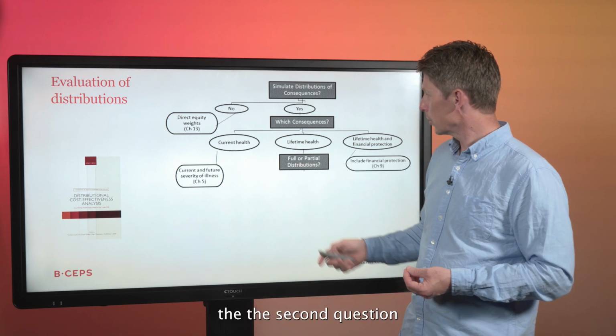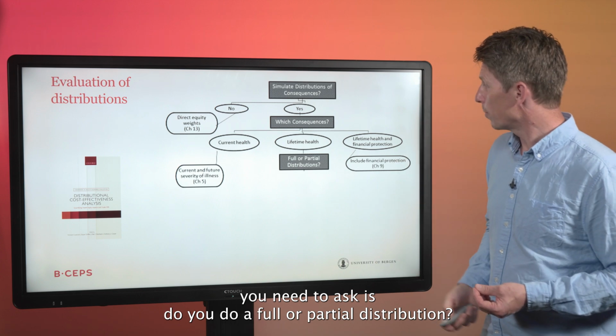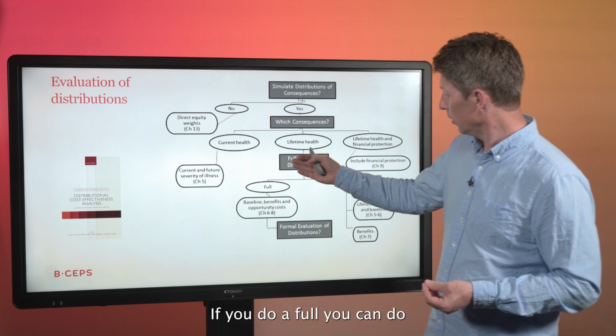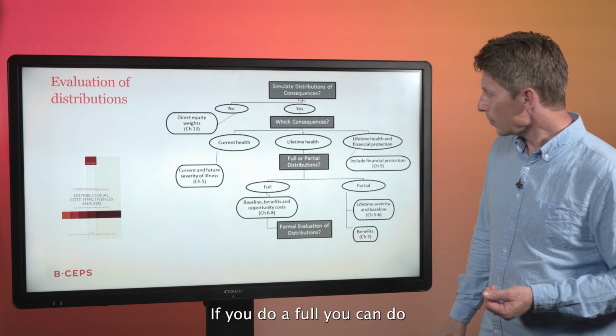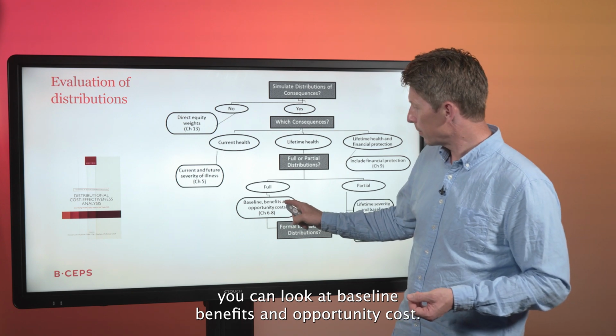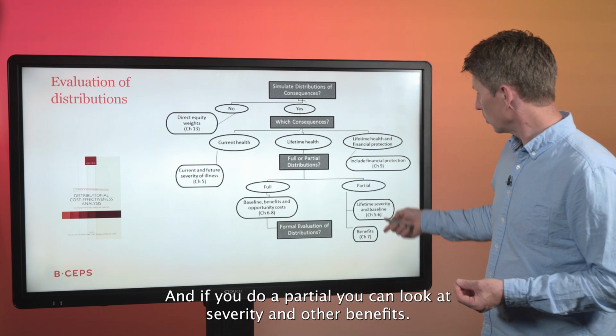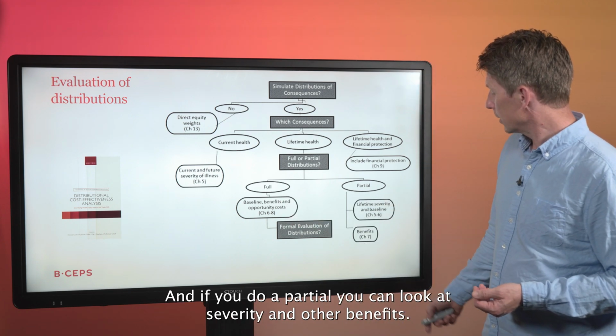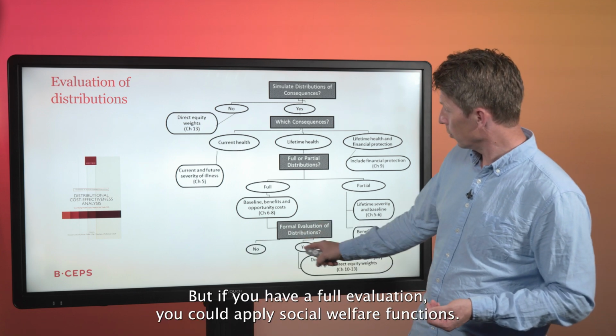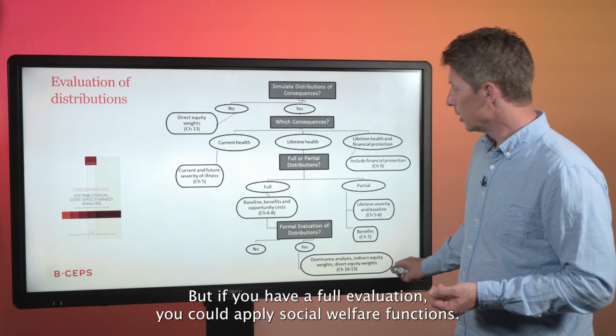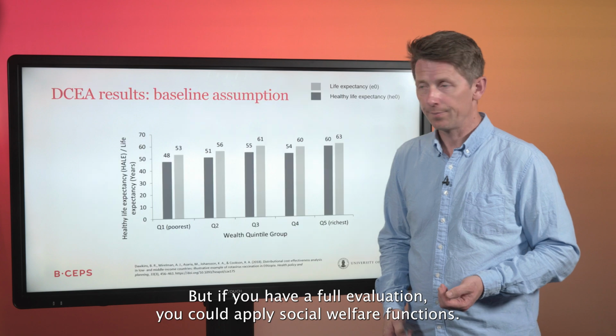The second question you need to ask is, do you do a full or partial distribution? If you do a full, you can look at baseline benefits and opportunity cost, and if you do a partial, you can look at severity and other benefits. But if you have a full evaluation, you could apply social welfare functions.